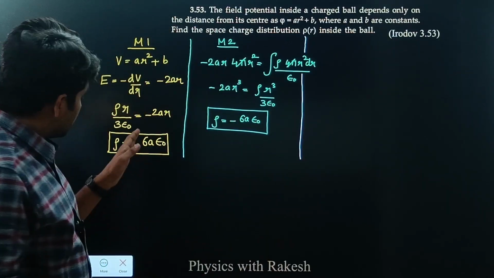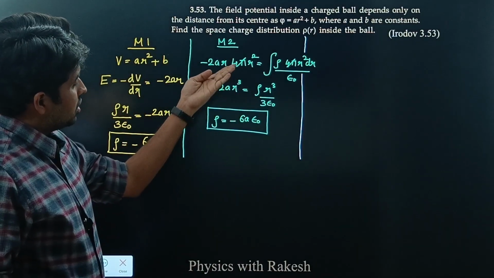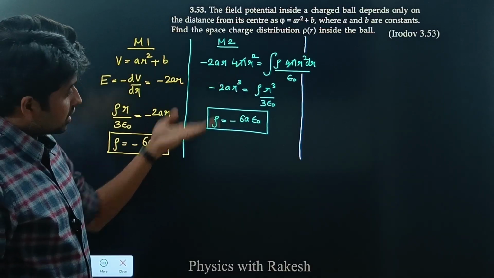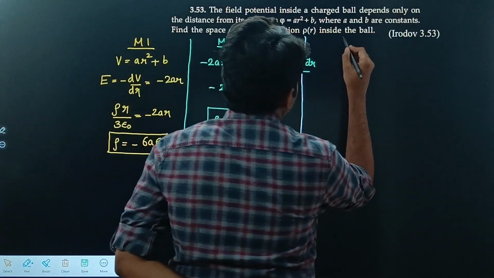See, the first method works only if it is a function of R. This one you can do, let us say if it is, this comes out to be some minus 2A R cube etc. The second method works out. Let us move on to the third method.